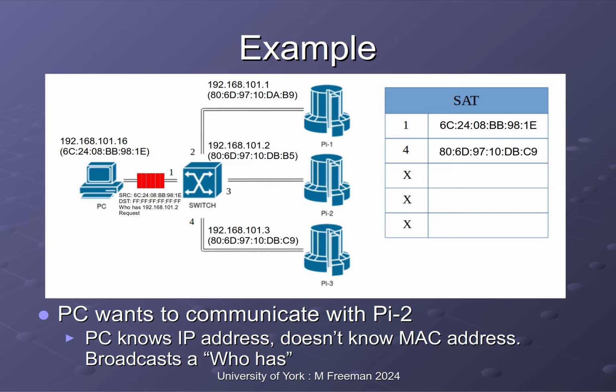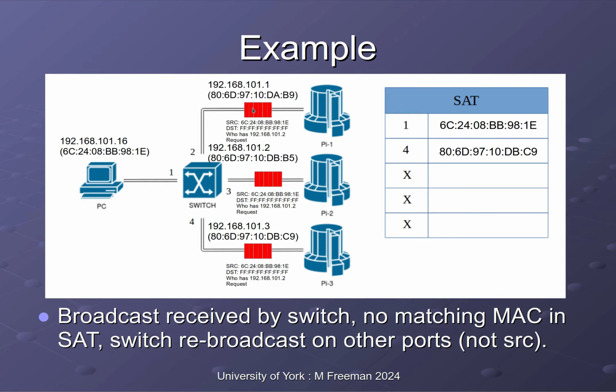So in the event it doesn't know the destination MAC address, or if it is the broadcast MAC address, the switch will broadcast the packet to all the other ports. So it will forward that packet out of every other port except the incoming port, obviously. Because this is a broadcast, all the different Pis will receive and process this packet.